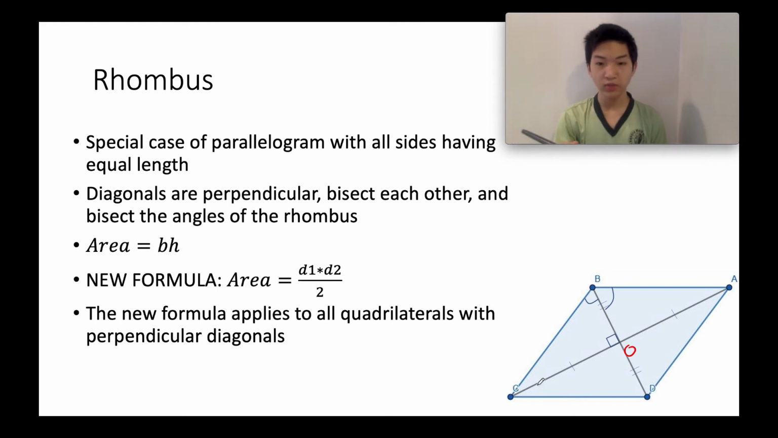So the area for this would still be base times height, but there's also another formula for the area, which is diagonal 1 times diagonal 2 divided by 2. This applies to all quadrilaterals whose diagonals are perpendicular. So even if I had a quadrilateral that wasn't a rhombus, say it looks like this, oh, that's a bad drawing, say it looks like this, well, that's very obviously not a rhombus, because its sides are quite obviously not equal, but this formula would still apply to it.